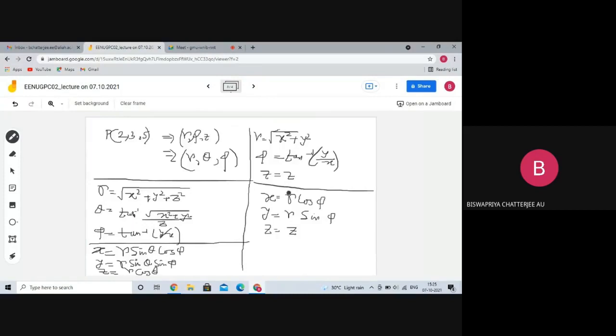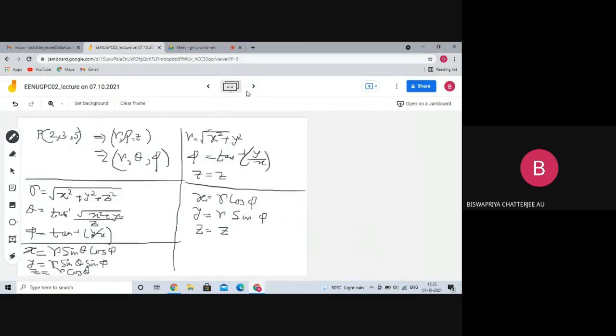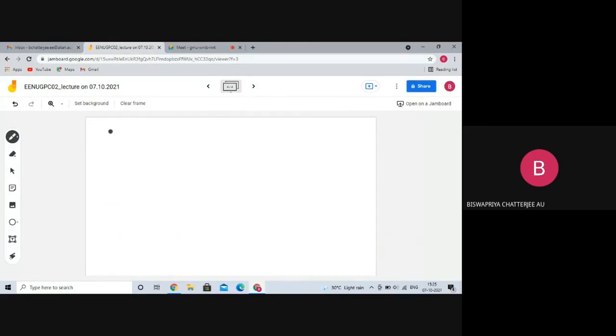This part was discussed, and probably one problem was discussed. Now what was not discussed is that if a vector is given in a particular system, how that vector can be transformed from one system to another. That part has not been discussed here till now. So let us discuss it with a suitable problem.